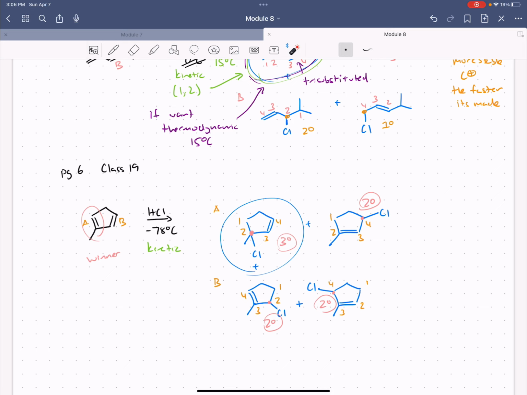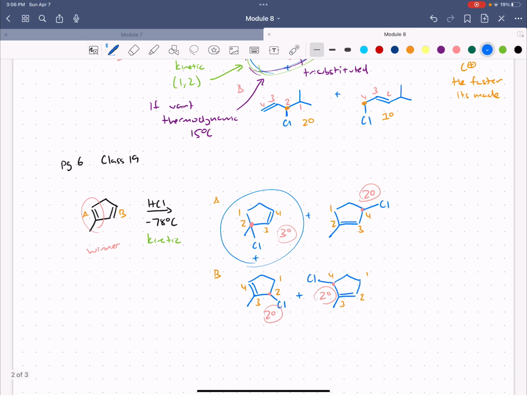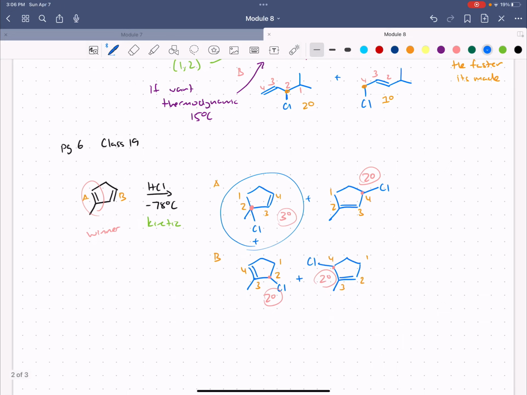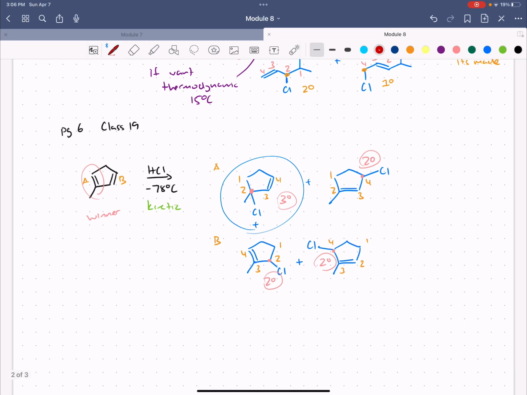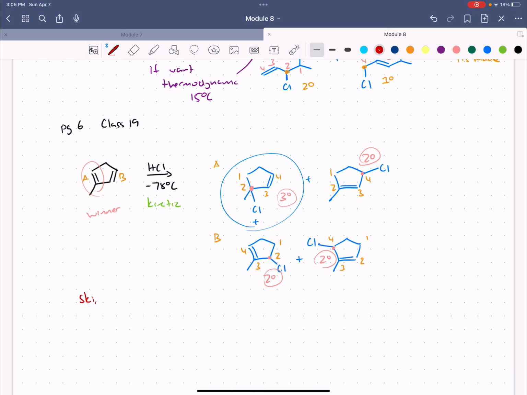On page 7, which is the last page of Class 19, we will skip this semester. I'm not going to ask you to make a conjugated diene. So this was synthesis. It uses reactions from Organic Chemistry 1, but we're going to skip it. So formally, we will skip page 7 on Class 19.